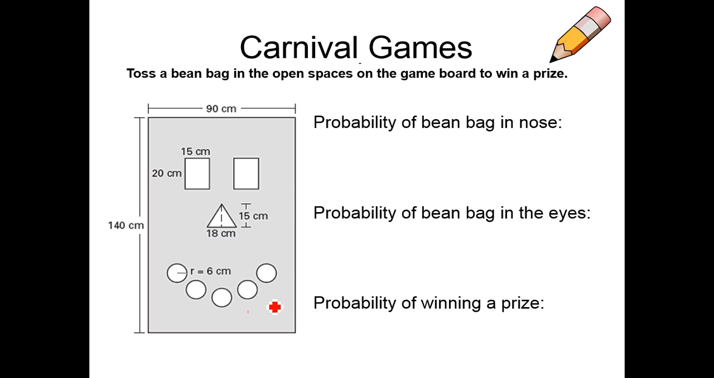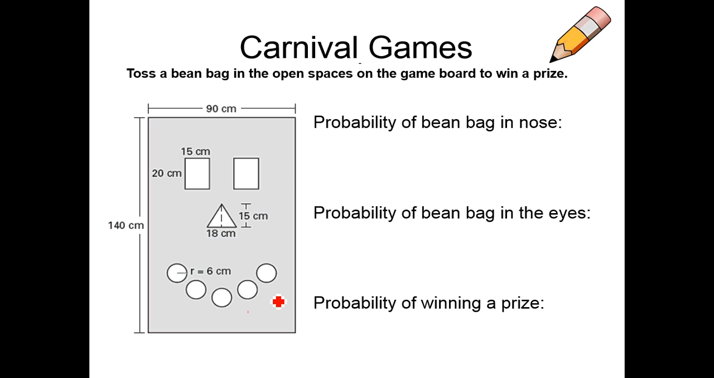If we blindfolded you and just had you randomly throw it at the board, what's the probability that we're going to get the beanbag in the nose, or get a beanbag in the eyes, or just winning a prize in general? So take a minute and copy down the picture, and on the side put the probability of a beanbag in the nose, beanbag in the eyes, and winning a prize, and then we're going to calculate those.